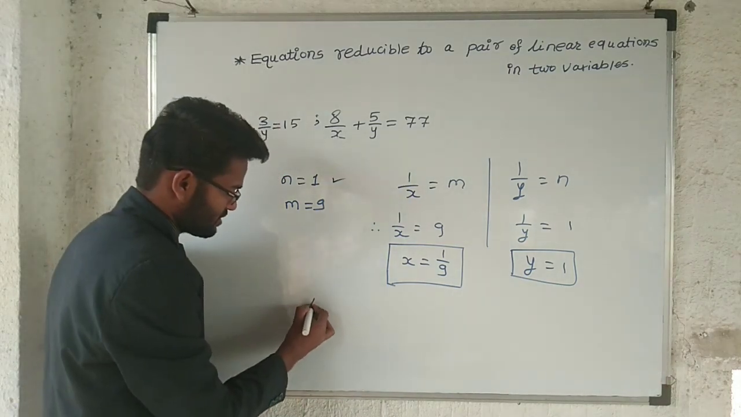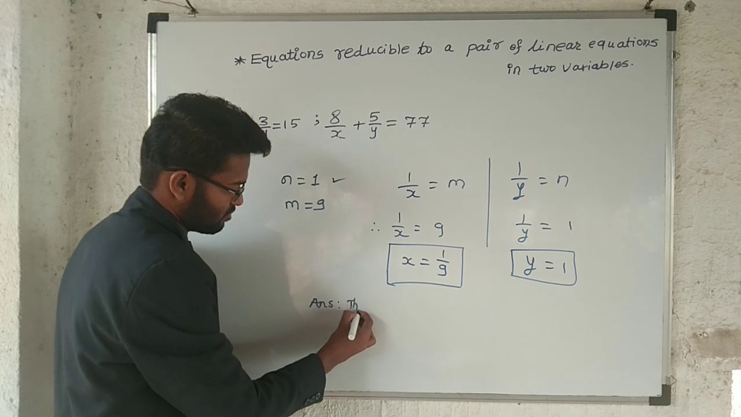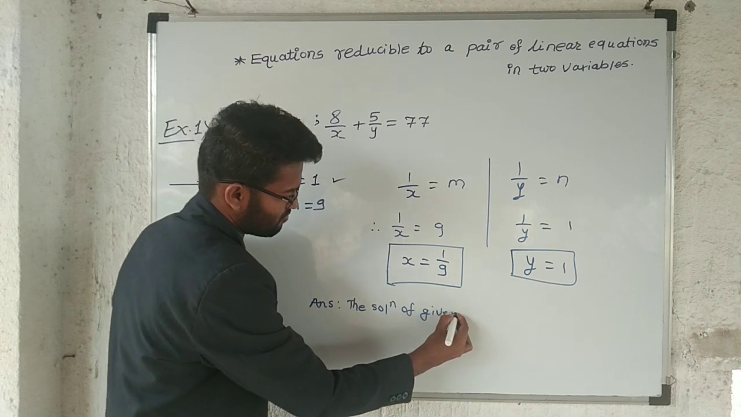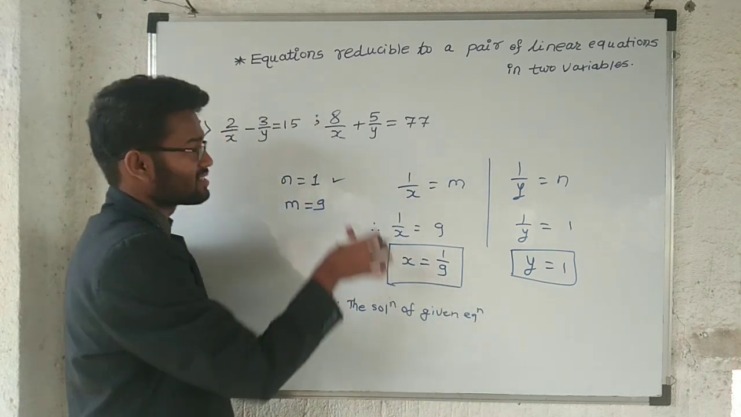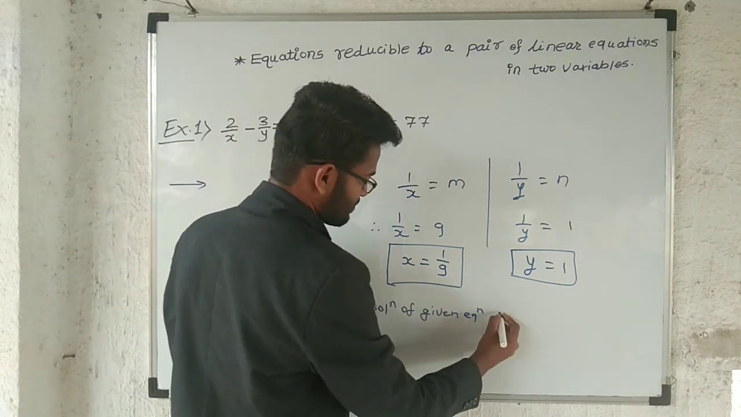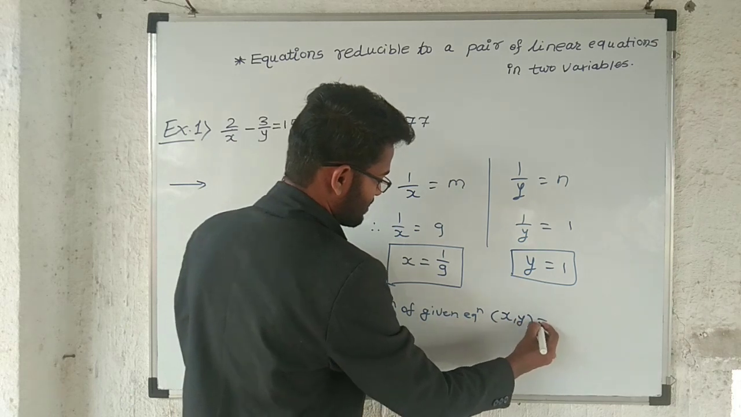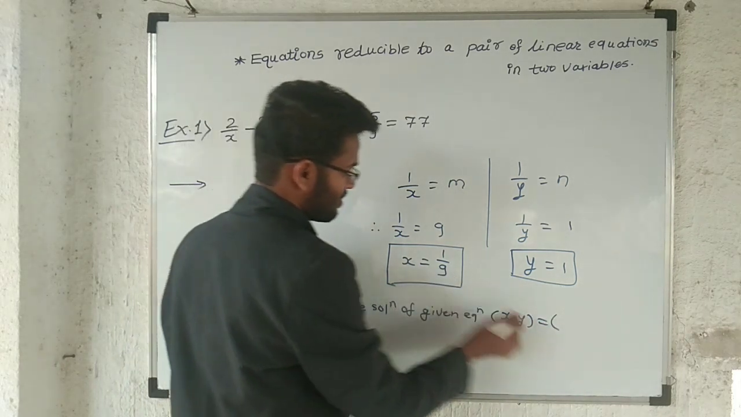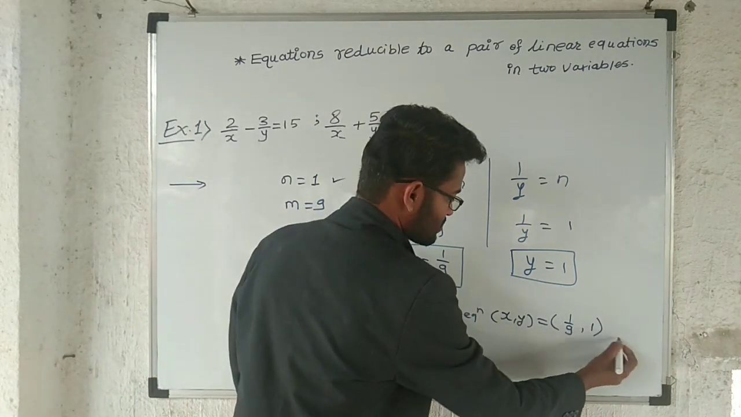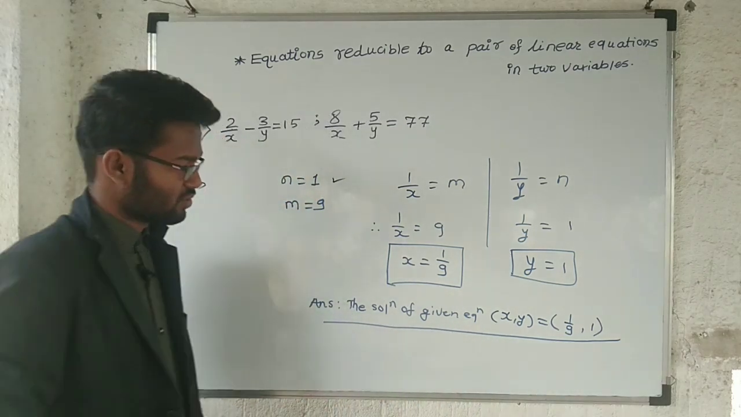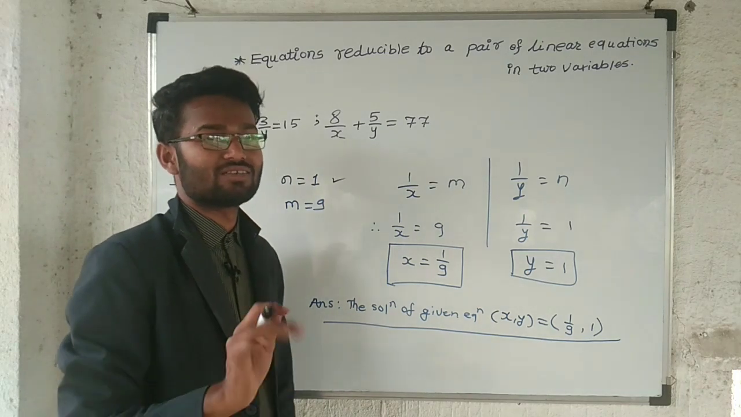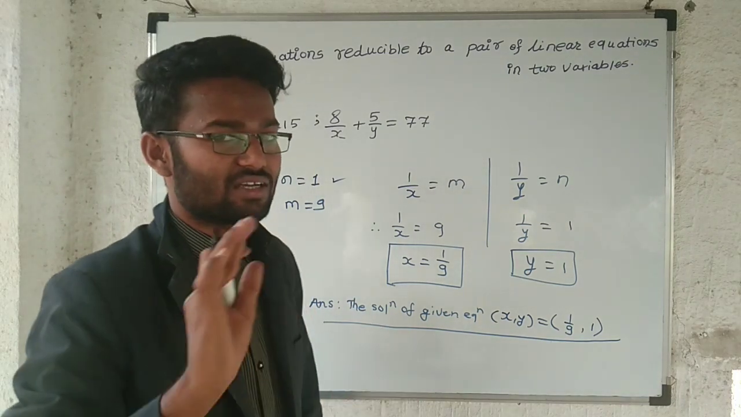So write down the complete solution, the answer: the solution of the given equations. The ordered pair (x, y) is equal to x is 1/9 and the value of y is 1. So this is our solution of the given equations which are reducible to standard form of linear equations in two variables.